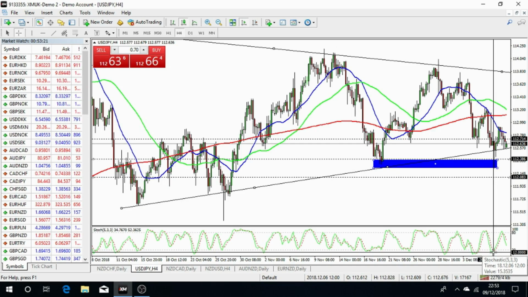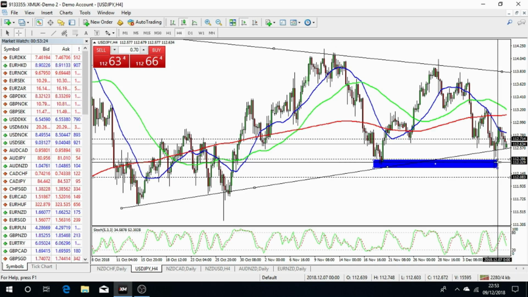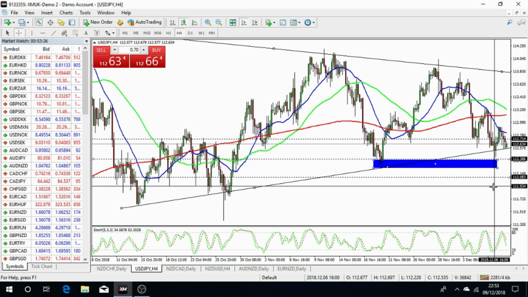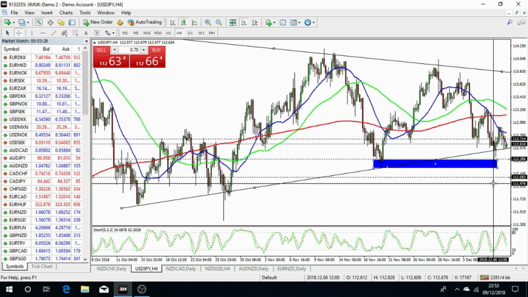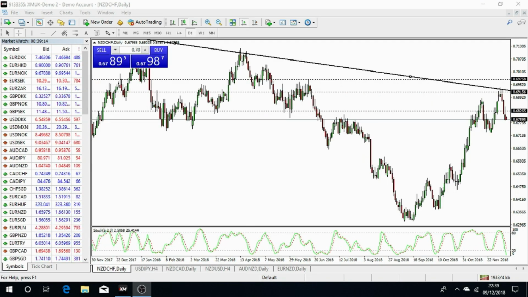Now, if we zoom back in, we can also see that we had an oversold signal from our stochastic oscillator. My entry point was set at 112.38 with my stop loss set at 112.08 and my take profit set at 112.71. Now I'll just run you through the fundamentals on why I took this trade very quickly. We had the US crude oil inventories come out at negative 7.323 million versus negative 0.942 million consensus.